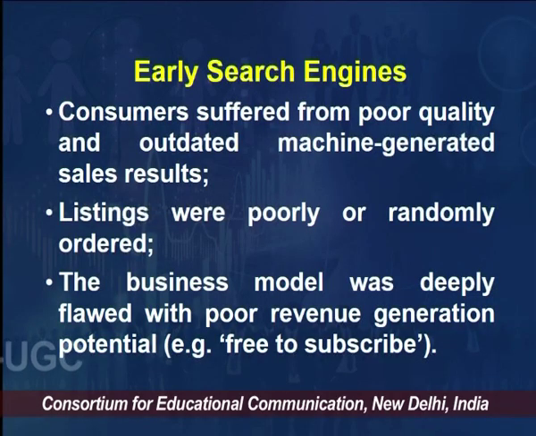Let us first understand how the early search engines used to work and what were the problems that they used to face. The earlier search engines suffered from poor quality and outdated machine generated results. The listings that they used to show were also poorly or randomly ordered, and therefore the entire business model using the search engine was flawed, with poor revenue generation.